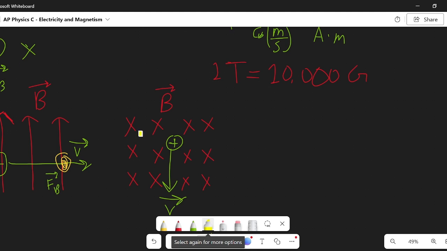So then your right hand is going to essentially be like this, and your thumb is like that. You're going to point it like this. And then now you're going to curl in the direction of the magnetic field. So if we think about it, it's going to be like this.